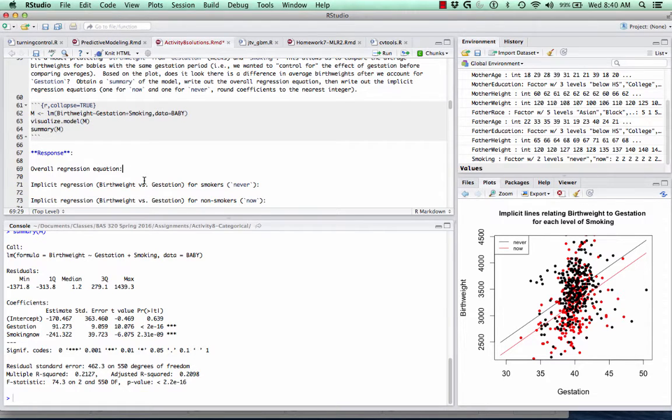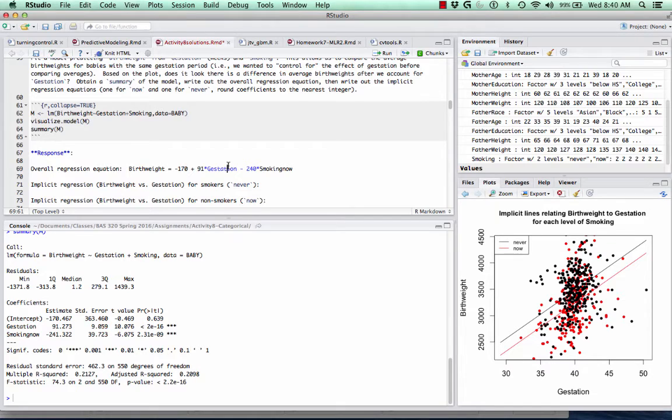So let's write out the overall regression equation. We know we're predicting birth weight here. The intercept is minus 170, and just going down the list, plus 91 times gestation, minus 240, I'm just going to round to 240, times smoking now.